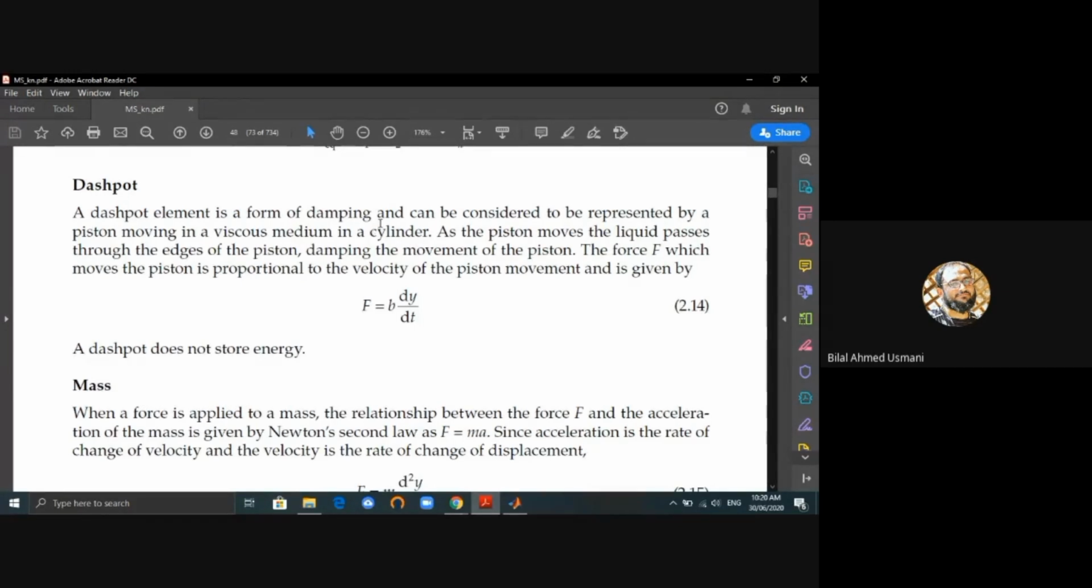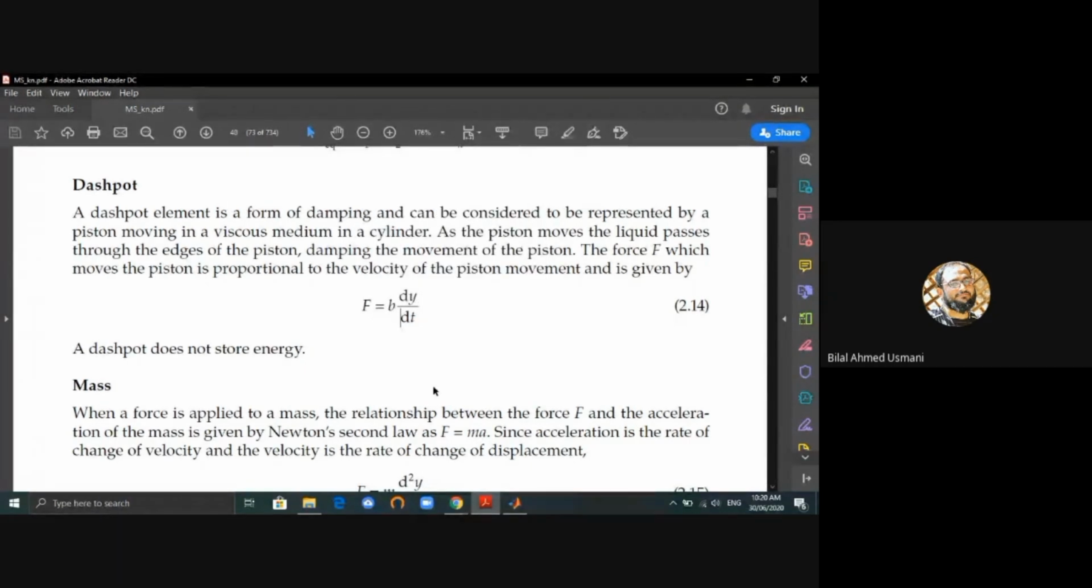As the piston moves, the liquid passes through the edge of the piston, damping the movement of the piston. So actually, this damps the movement. The force on the piston is proportional to the velocity of the piston movement, and it is given by F is directly proportional to dy by dt. And if we introduce the constant of proportionality, it is b times dy by dt.